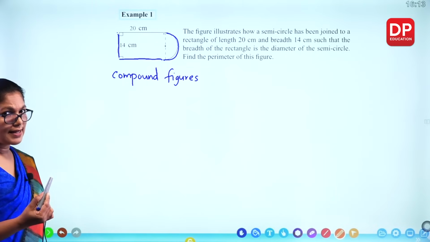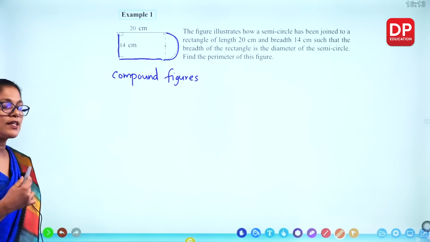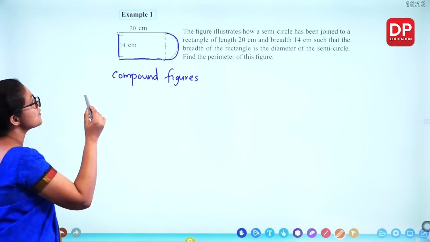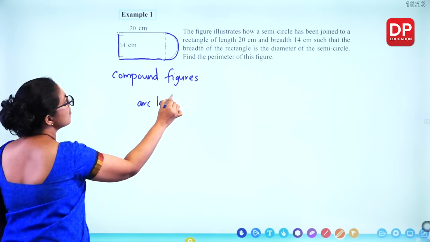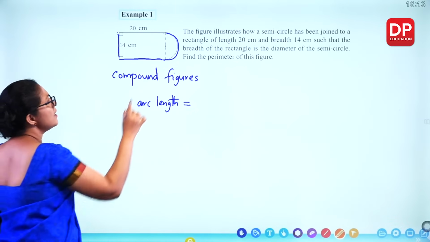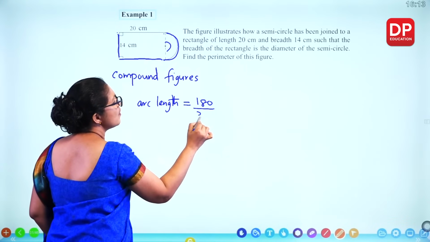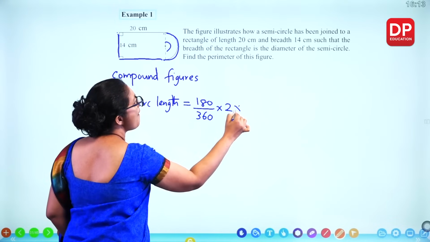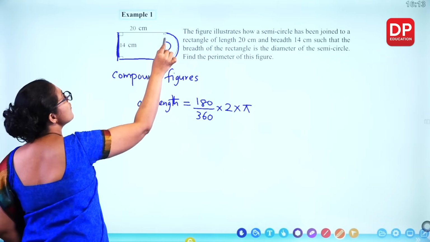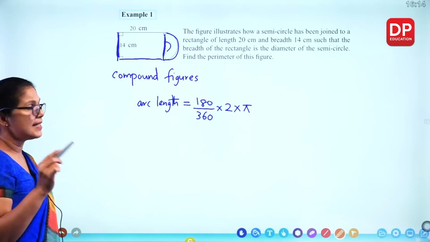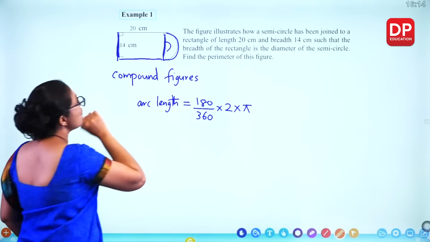How do you find the arc length? You need to use the formula: L equals angle over 360 into 2 pi r. So we'll first find the arc length. What is a semicircle? The angle is 180, so 180 over 360 into 2 pi r. Here this whole distance is 14, so that means the diameter of this semicircle is 14. So what's the radius? The radius is half of it, that's 7.